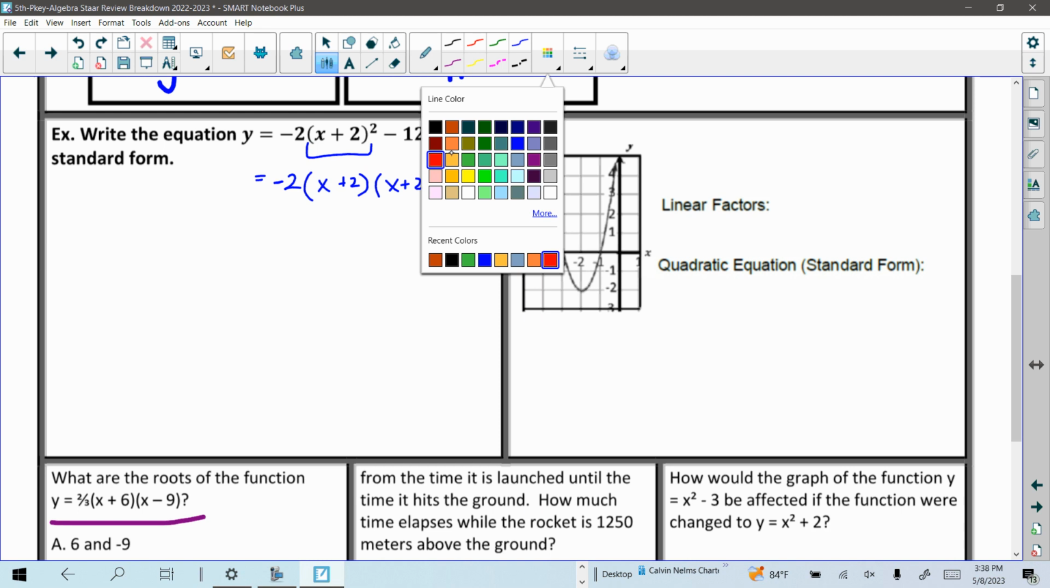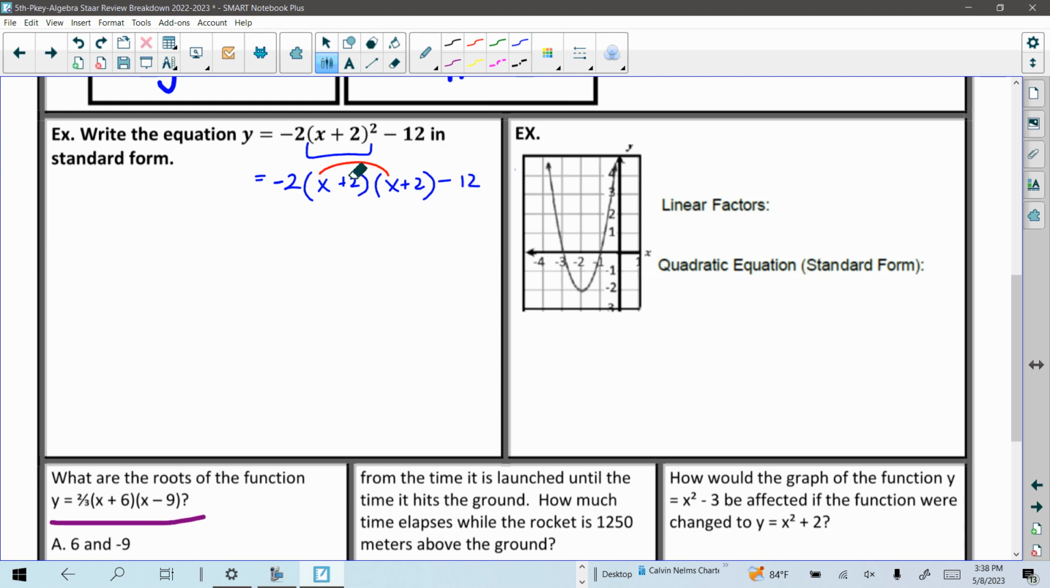Here, we need to do the FOIL of our two binomials, okay? The first, so we keep the -2 in front. We're going to have x squared plus 2x plus another 2x, then plus 4, then -12 outside the parentheses. And we should recognize to combine these like terms here. So the -2 stays in front. We got x squared plus 4x plus 4, and then -12.